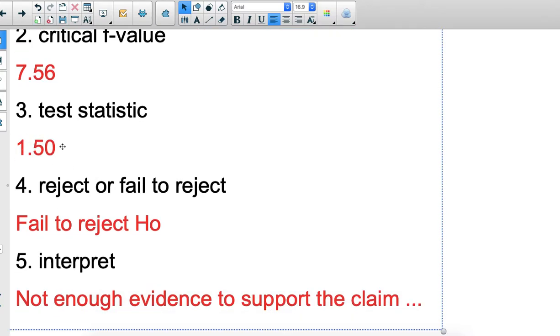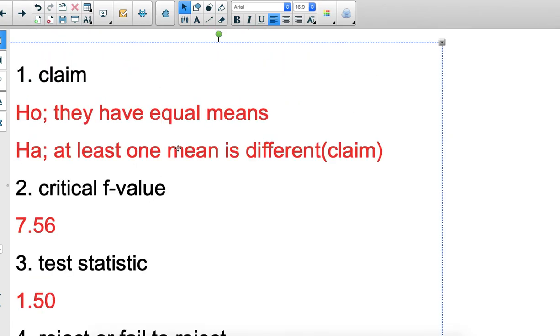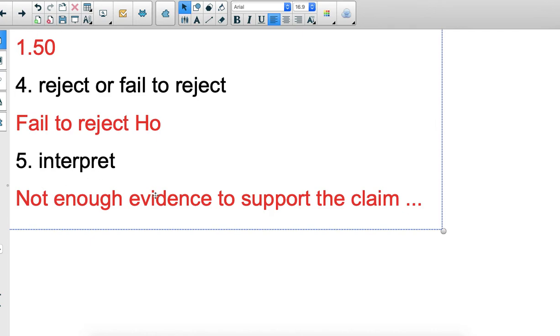Our test statistic is less than our critical F value. If it's less than or equal to, we fail to reject. If it's greater than, we're going to reject. So we're less than or equal to. We're going to fail to reject H0. Our claim is with HA, so not enough evidence to support the claim that there is at least one that is different.